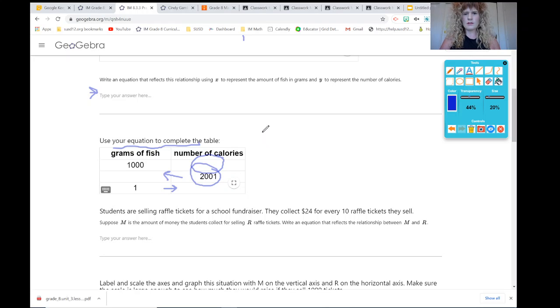Use the equation, and I want you to do this in your notes. For number 1, let's say we had 1,000 grams of fish, so pop that into your equation. The constant is 3 over 2, and multiply that by x equals 1,000 grams of fish. And your answer is 3 times 1,000, 3,000, divided by 2 is 1,500. The answer is 1,500 calories. And if you don't believe me, that's good, because I want you to do the math yourself. So you need to do that in your notes.